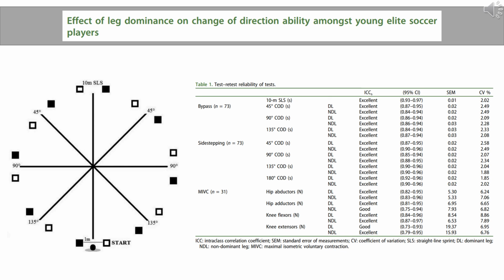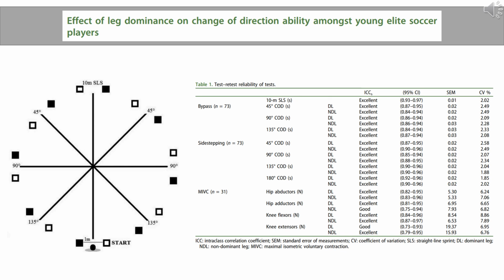like a curved sprint, whereas sidestepping would be if I wanted to change direction 45 degrees to the right, I would specifically plant my left foot and push off in that direction, whereas bypassing would be running around this point, not employing a specific plant and cut, but taking a bit more of a curvy linear approach to the change of direction task. And this is really simple in design, actually.